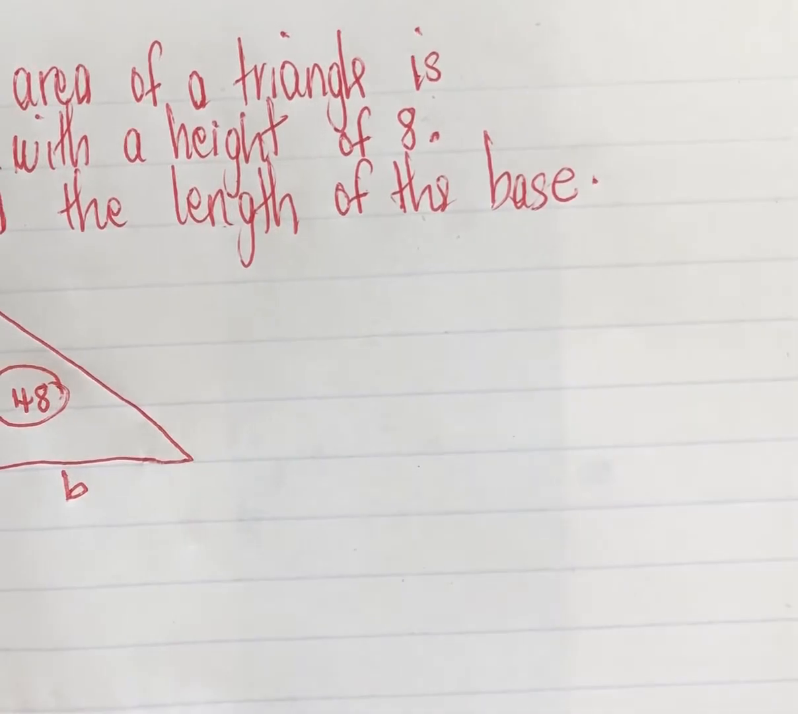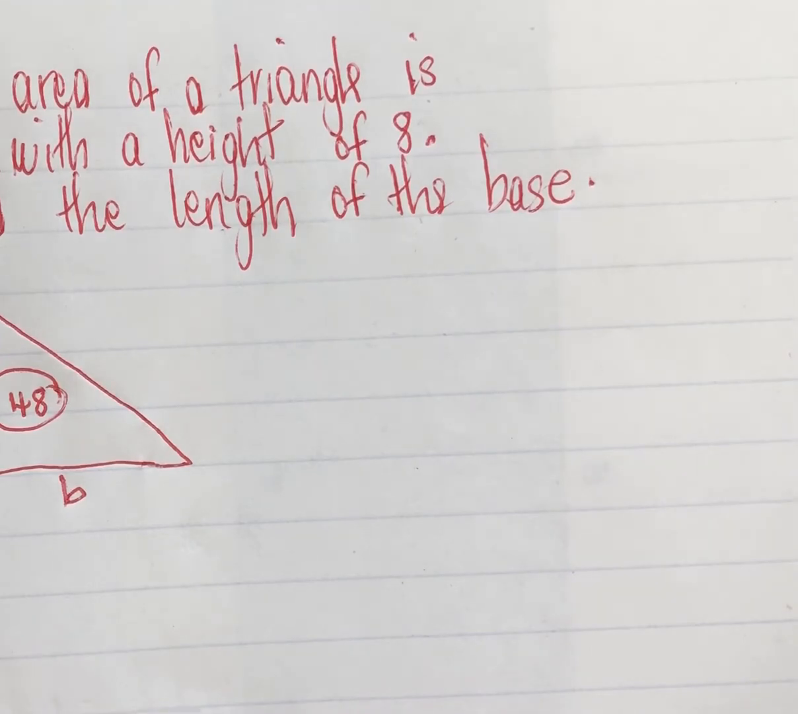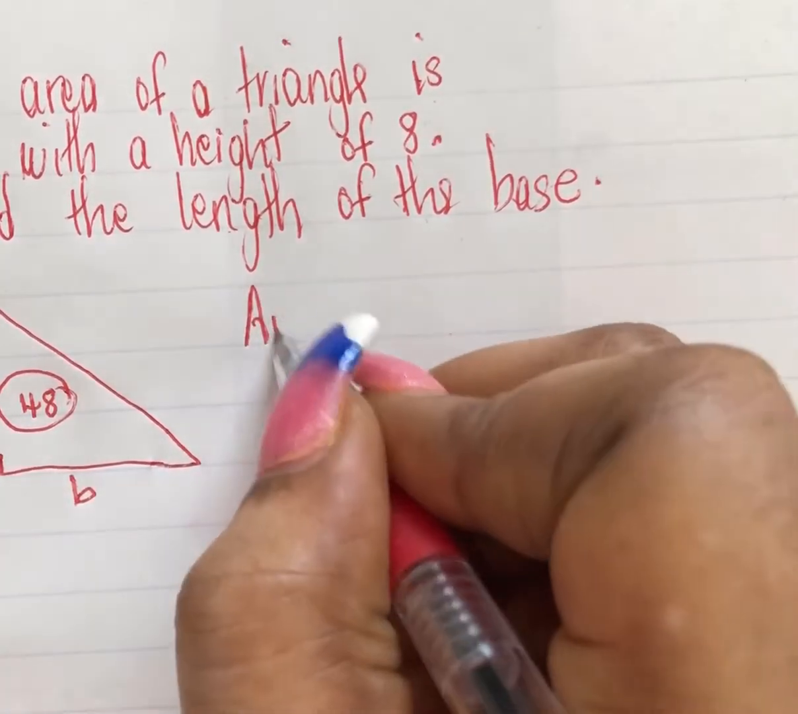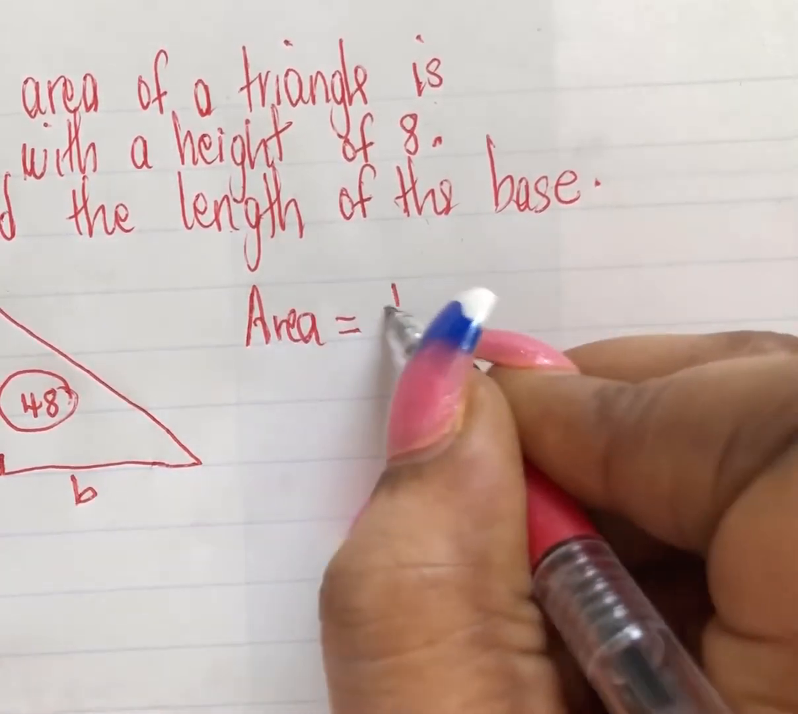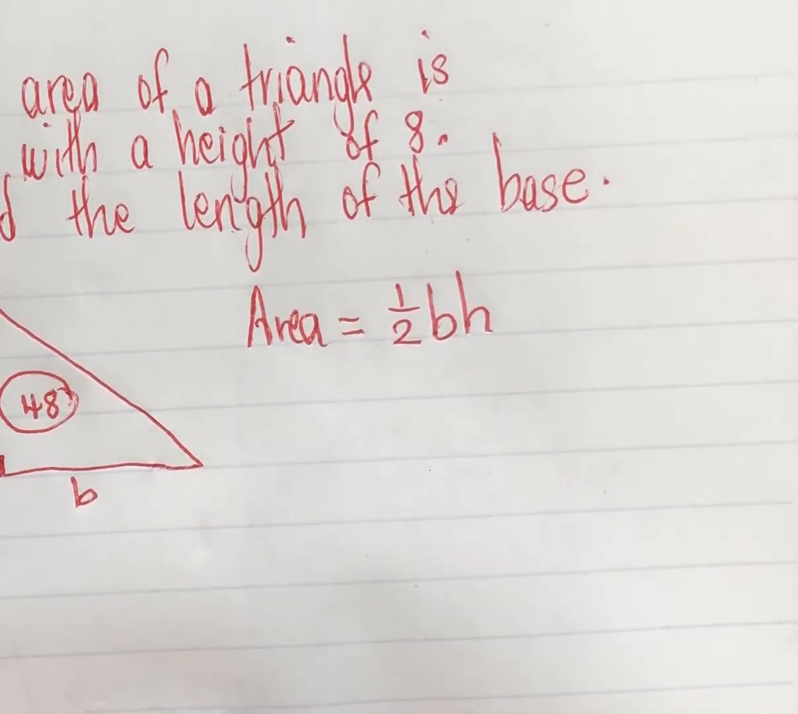Let us look at the formula of a triangle. Since this is a triangle, we know the area and we know the height, so we can easily find the base. Look carefully. Area of a triangle is half base times height.